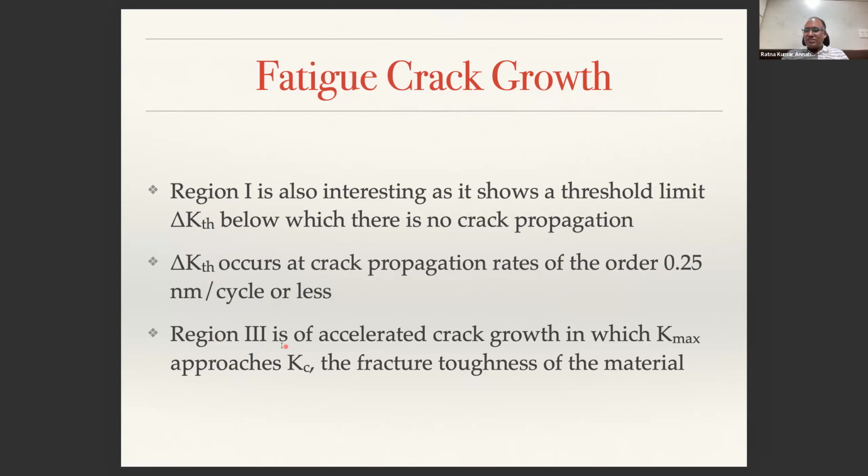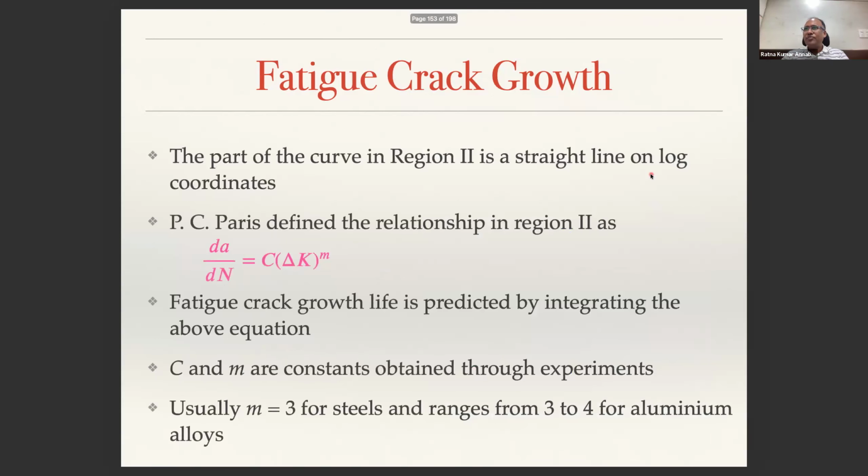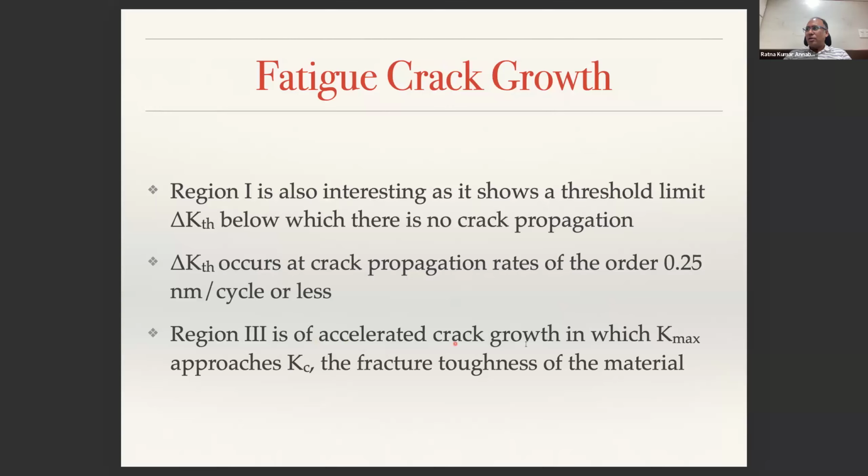And region 3, that is your unstable crack growth. This is where K max, the maximum stress intensity factor value, becomes Kc, the fracture toughness, that is when there will be unstable crack growth.